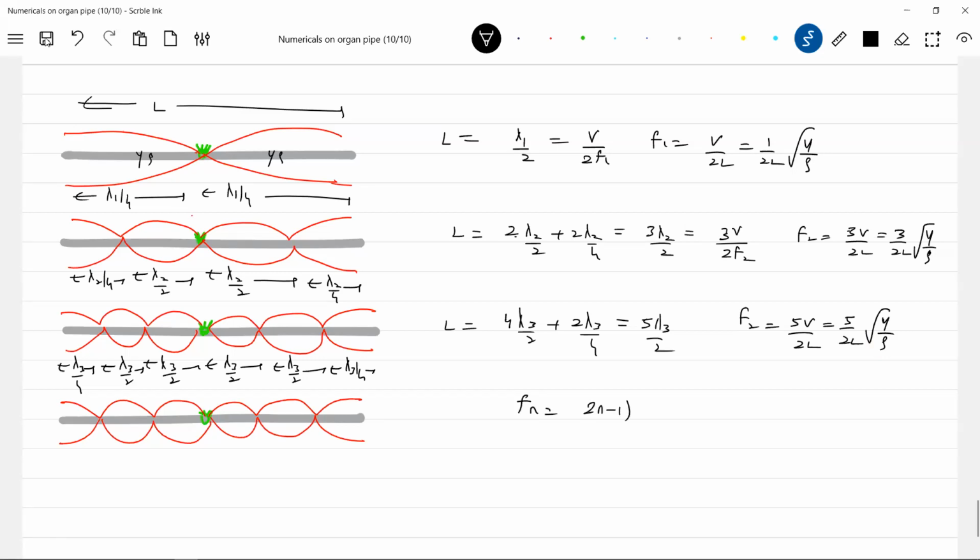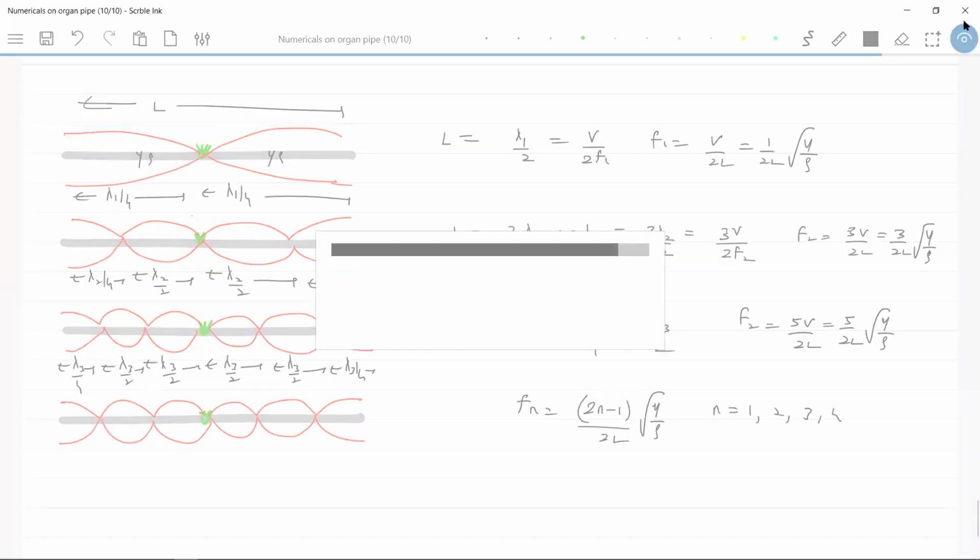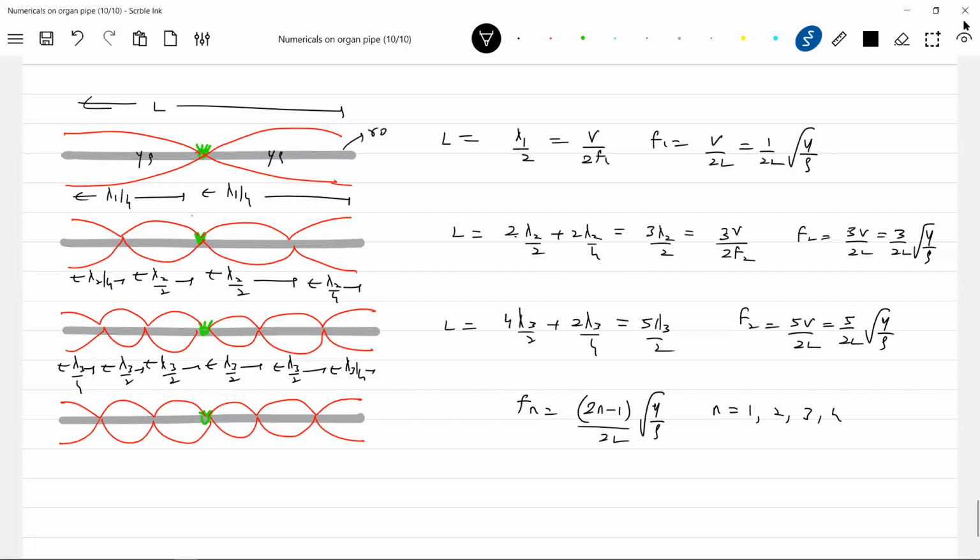Fn should be equal to 2n minus 1. Put n equal to 1, 2, 3. Does it satisfy? Check it. There's a method of generating the resonant frequency. I'm strictly telling there's a rod, not string. There's a rod clamped at the midpoint. Earlier the rod was clamped at the end. Now it is clamped at the midpoint here.